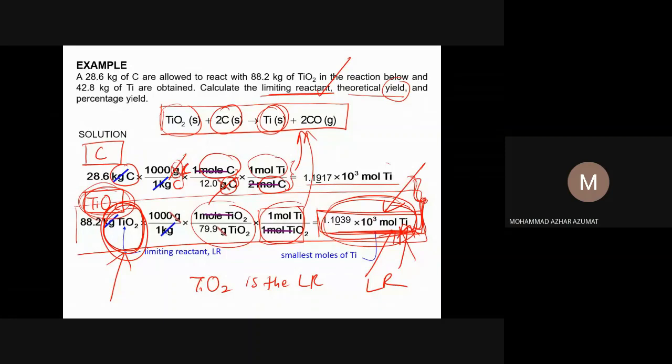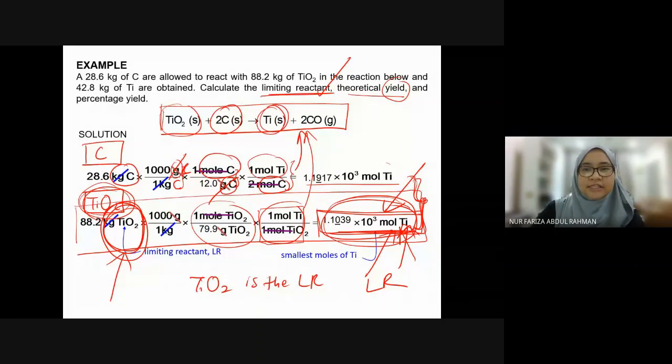Where does the actual yield come from, madam? Actual yield is given. Actual yield means the experiment has been performed. Did we do that experiment? No, we don't. So obviously the question needs to give us that information, unless you were asked to find it. Other information will be provided by right. Oh, I understand, madam. Actual means you did that experiment, but we didn't. So by right the value should be provided.